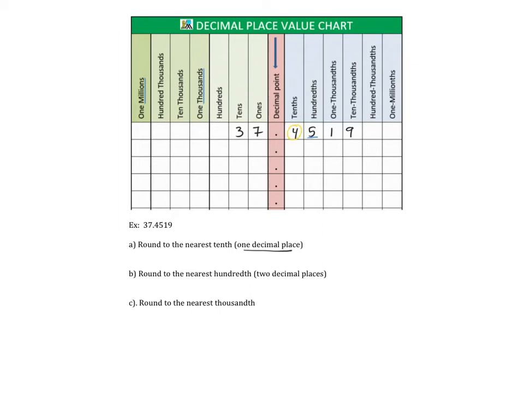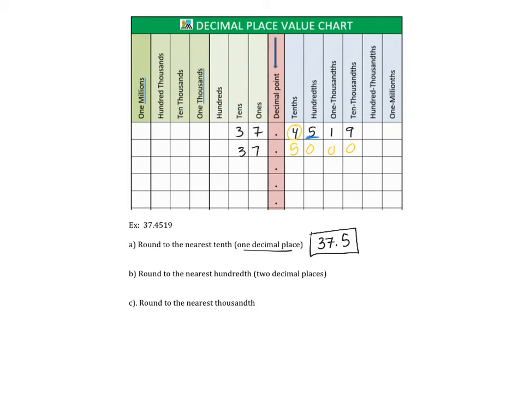I look next door to see if our number is going to round up or stay the same. The 5 is big enough to bump us up and round up. So I would replace that 4 with a 5, and everything else goes to zeros. So our number would be 37.5, and you don't need to include all those zeros. We can just leave it as 37.5 or 37 and 5/10.